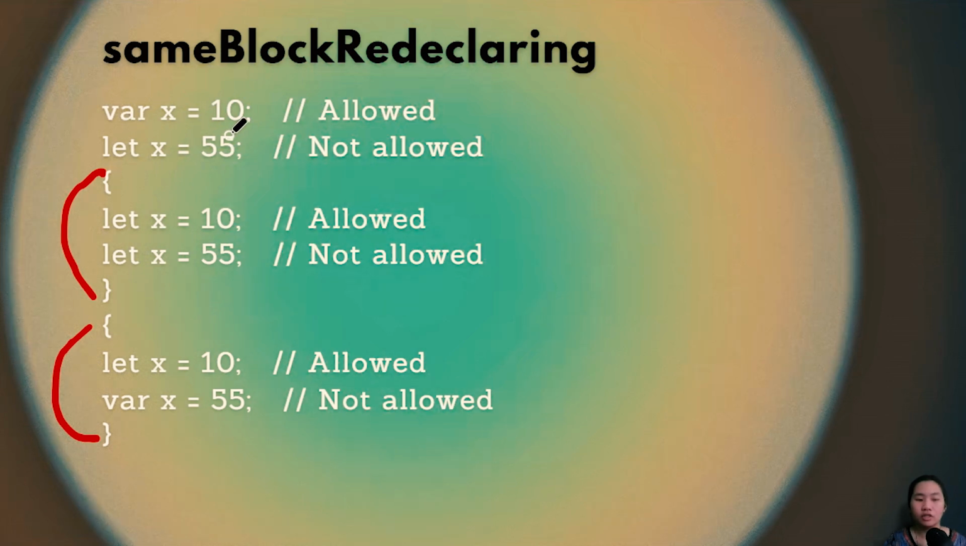However, let's look at the second example. Let X equals to 55. So already starting, we cannot redeclare. And then we redeclare one more time in a block scope. That's not okay. And it is still not okay on any number of block scopes that you put in. So as long as it's var then let, that's okay. But starting with let first is a no-no.